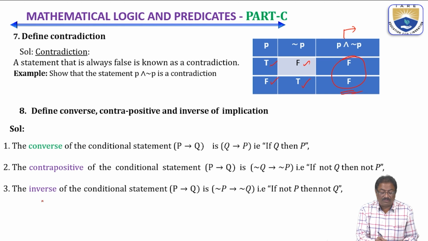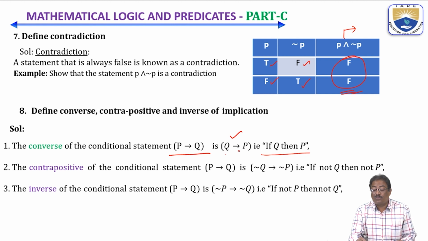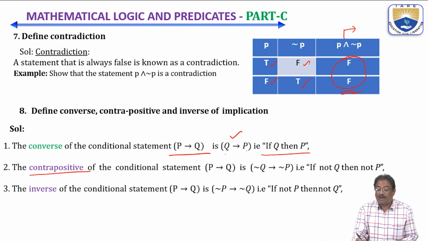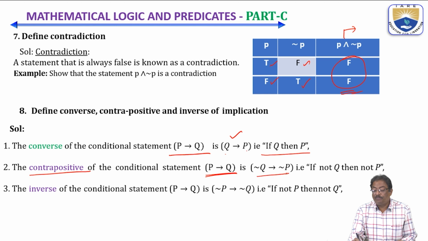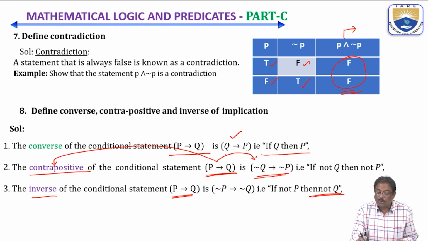And of course, we already discussed this. So what are the inverse, converse, and contrapositive? If there is if P then Q, then the converse is if Q then P. The contrapositive of if P then Q is if negation Q then negation P, or if not Q then not P. And the inverse of this conditional statement is if negation P then negation Q, or if not P then not Q. Here the given conditional statement and its contrapositive are both logically equivalent, whereas the inverse and converse are also both equivalent.